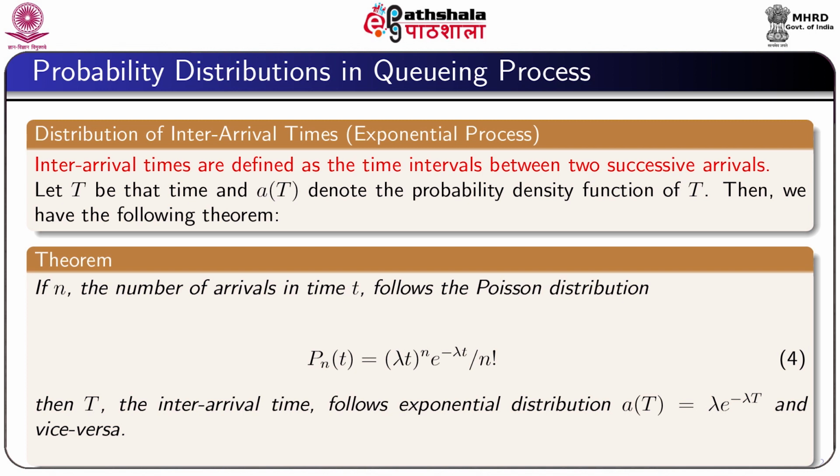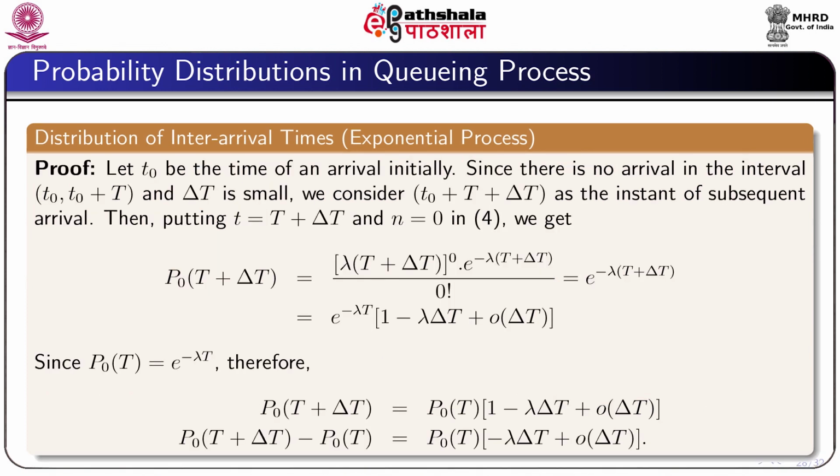If n, the number of arrivals in time t, follows the Poisson distribution, P_n(t) equal to (lambda t) to the power n, e to the power minus lambda t, by factorial n, then capital T, the inter-arrival time, follows the exponential distribution A(t) equal to lambda e to the power minus lambda t, and vice versa. This theorem can be proved easily.